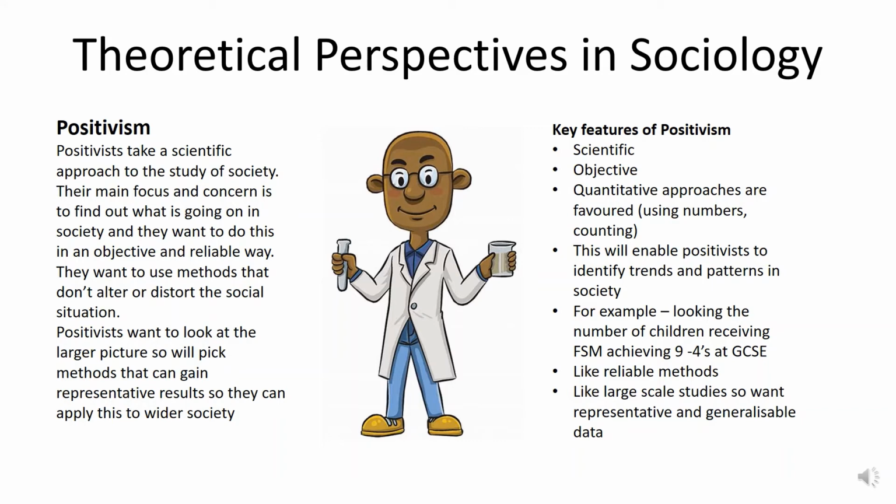They wanted to look at the whole picture. They wanted to see, or they do want to see, what's going on in society. So they use quantitative methods. Now, quantitative methods tend to be looking at numbers. So they're looking at statistics so that they can look at trends and patterns to see what's happening in society.